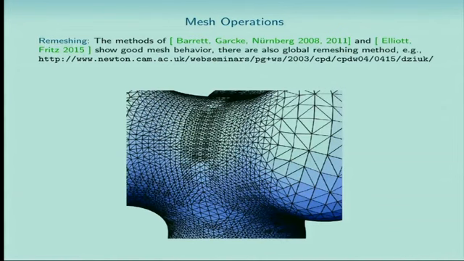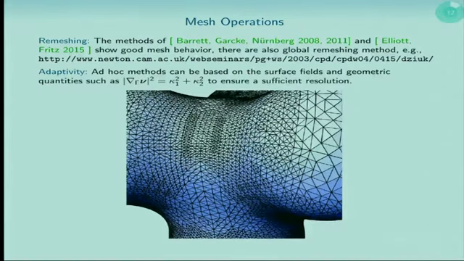Afterwards you might say, okay, I'm still not quite happy with that mesh, so these triangles here are far too fine, whilst here I have quite coarse triangles. So usually one also has to apply some adaptivity to adaptively refine or coarsen the mesh afterwards again. And I've usually been using just ad hoc methods which are based on the surface fields.